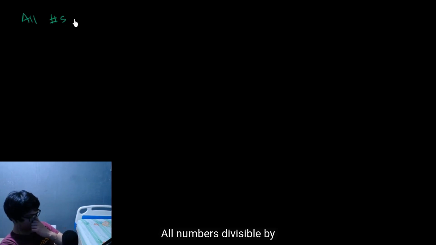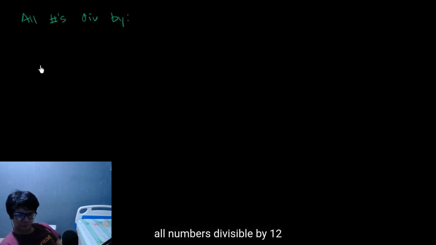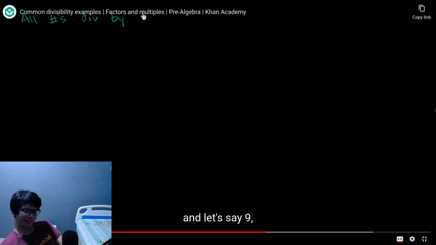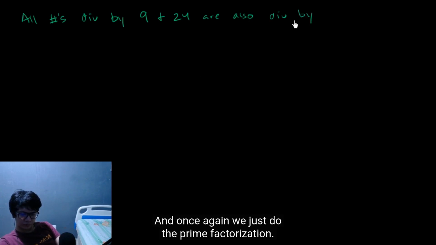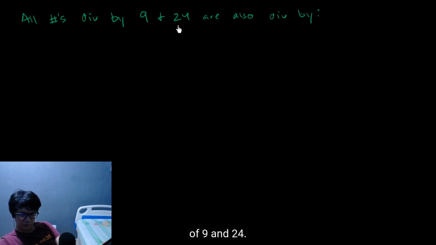So let's say we ask the same question. All numbers divisible by, let me think of two interesting numbers. All numbers divisible by 9 and let's make it more interesting, 9 and 24 are also divisible by. And once again, we just do the prime factorization. We essentially think about the least common multiple of 9 and 24.